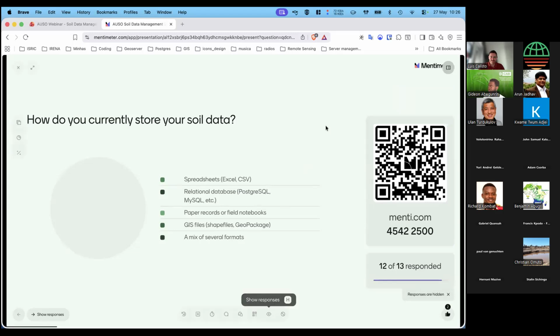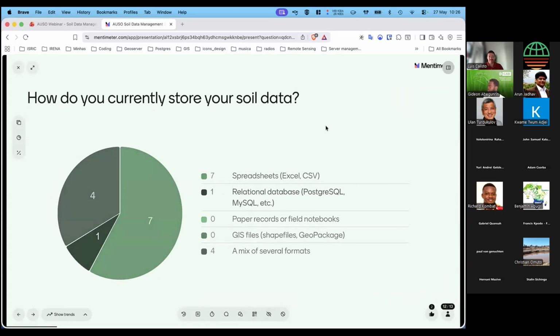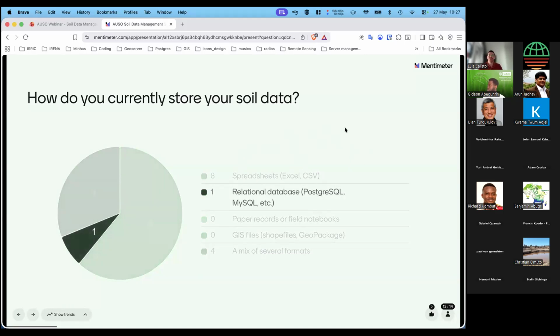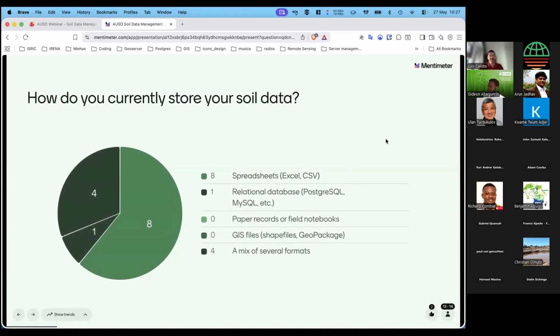Okay, good. What we see here is that most of you store your soil data in spreadsheets, Excel and CSV. One person already uses a relational database, and several use a mix of different formats. I see that no one uses paper records or shapefiles. Okay, good. In a way, this is kind of expected. In this training, I will also talk about how we move from spreadsheets to relational databases or other formats as well. So this is kind of common practice, and good to know.